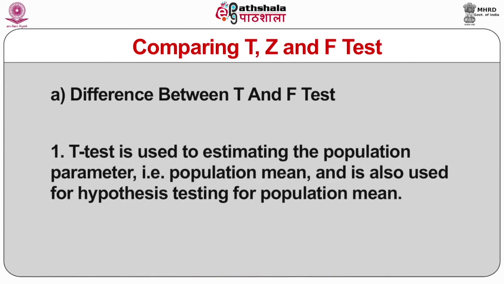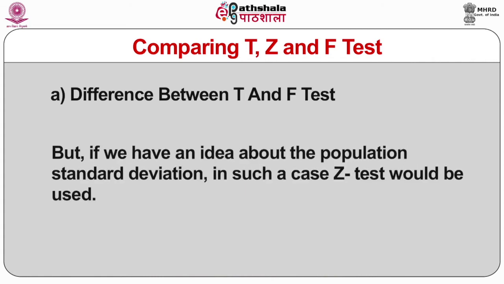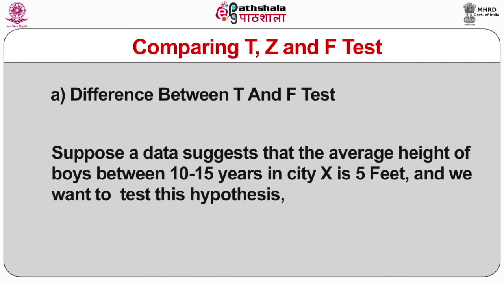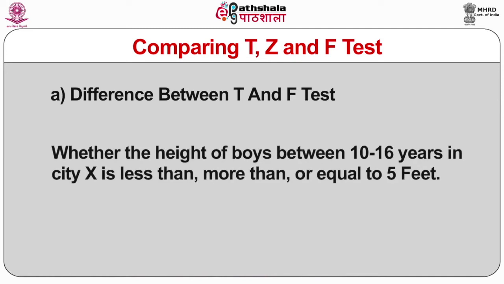First, the T test is used to estimate the population parameter, that is the population mean, and is also used for hypothesis testing for the population mean, though it can only be used when we do not have any idea about the population standard deviation. But if we have an idea about the population standard deviation, in such a case the Z test would be used. For example, suppose data suggests that the average height of boys between 10 to 15 years in city X is 5 feet. Then we want to test this hypothesis, whether the height of boys between 10 to 15 years in city X is less than, more than or equal to 5 feet.